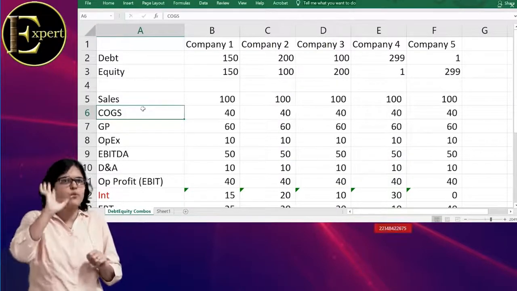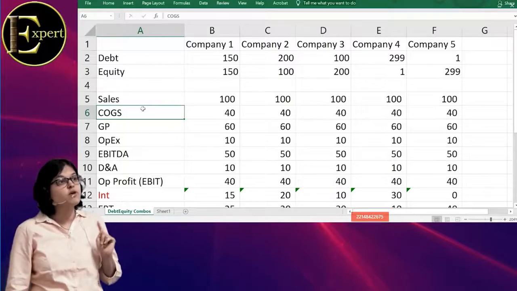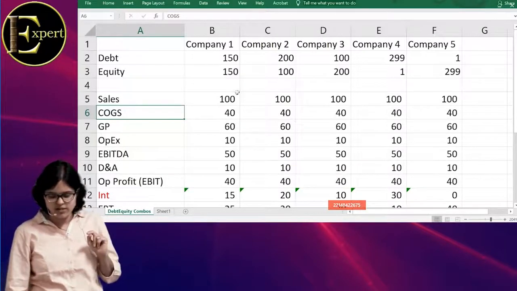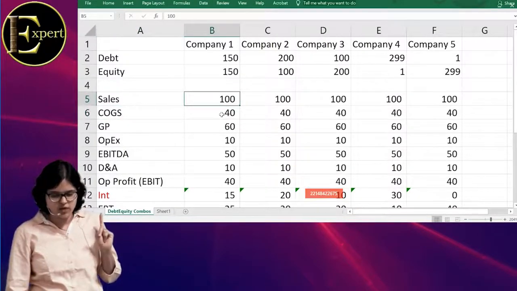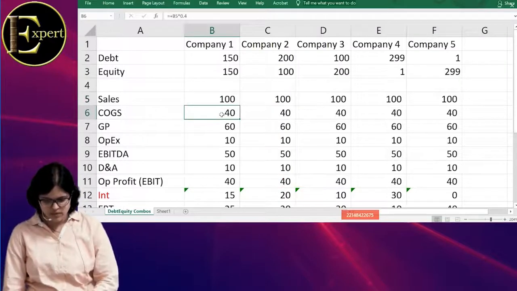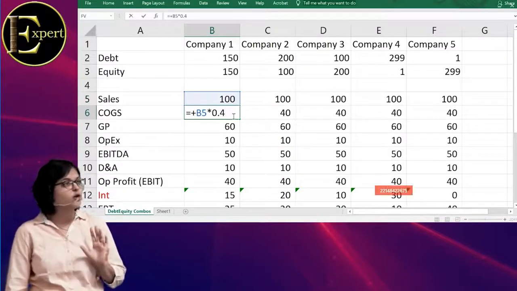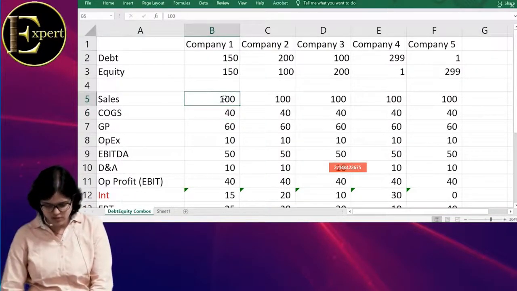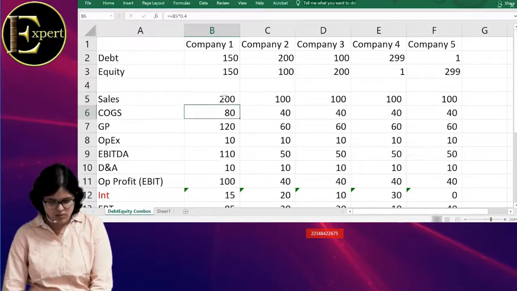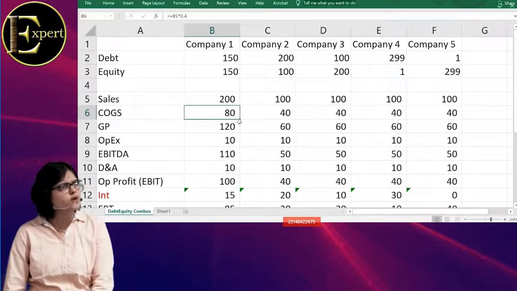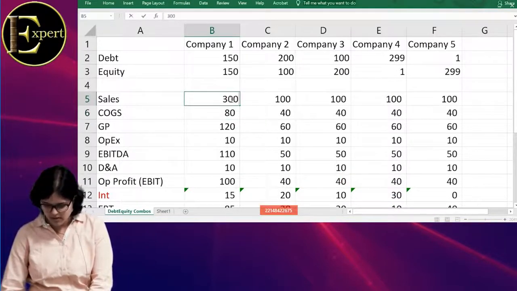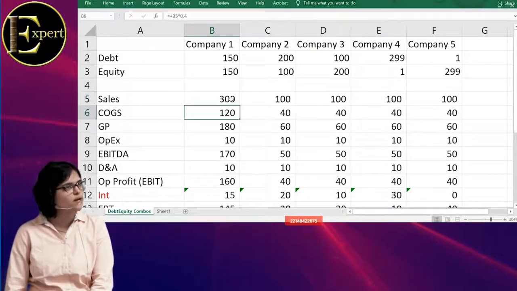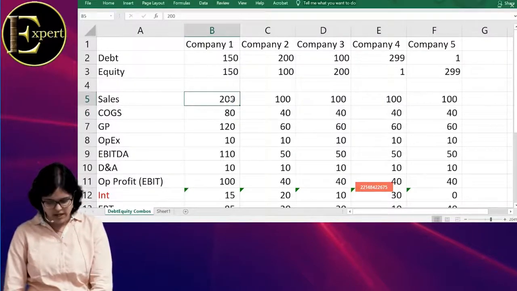So what I've done, understand, if 100 rupees is sale, if you can check the formula also, what I've done, इसका सीधा 40%. So if my sale number increases, if I take this to 200, what will happen? This will become 40. If this goes to 300, this will become 120. So basically what I've done is, I've taken this as 40% of sales is my variable cost.